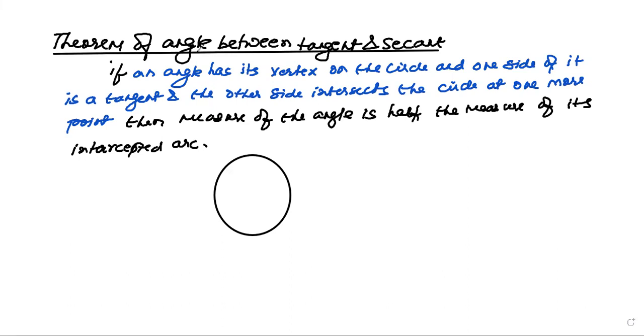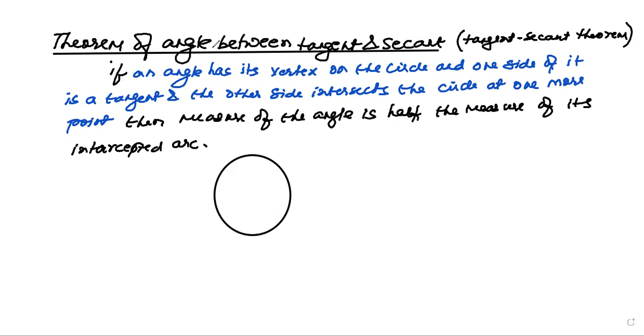This theorem, children, is the theorem of angle between tangent and secant. It was earlier called the tangent secant theorem, for many, many years, since my school time, till this new book got printed. But this book has given the name: theorem of angle between tangent and secant.